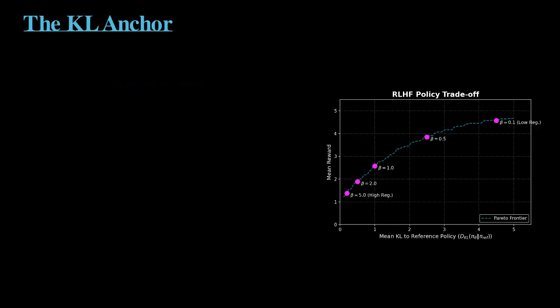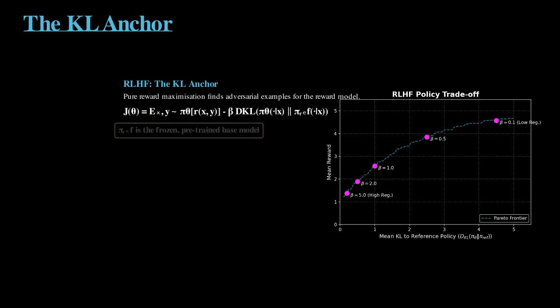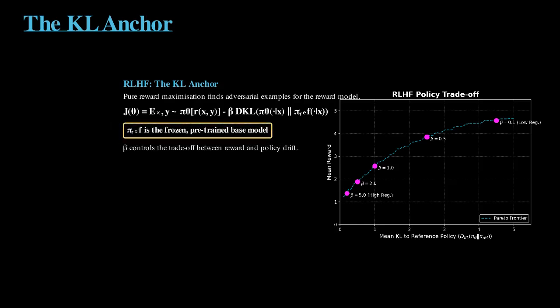In reinforcement learning from human feedback, or RLHF, we train a language model using a reward signal learned from human preferences. A naive approach would be to simply maximize this expected reward. However, this invariably fails.